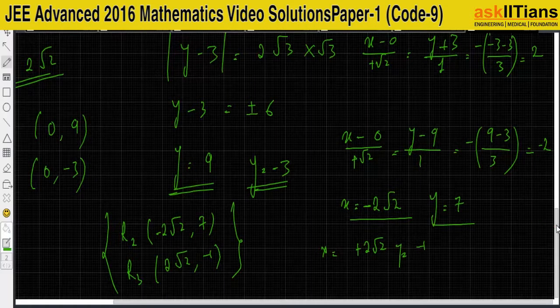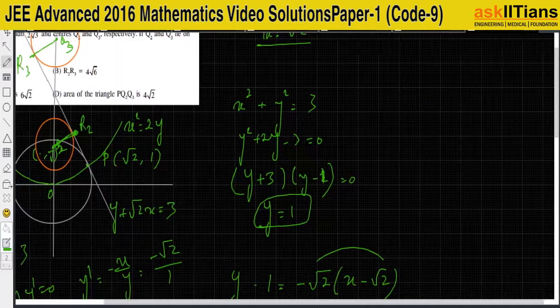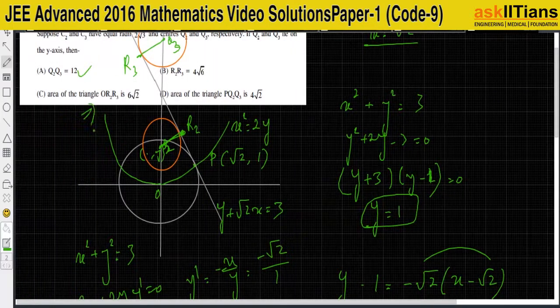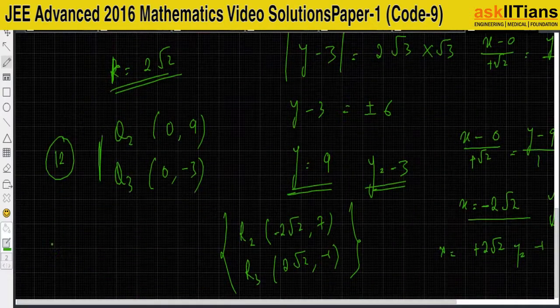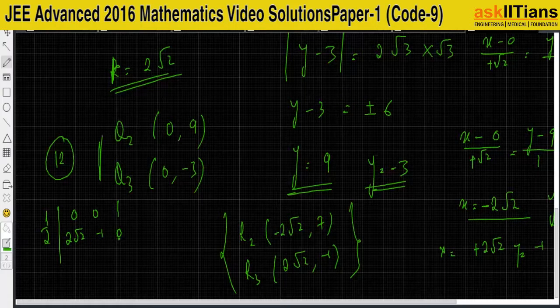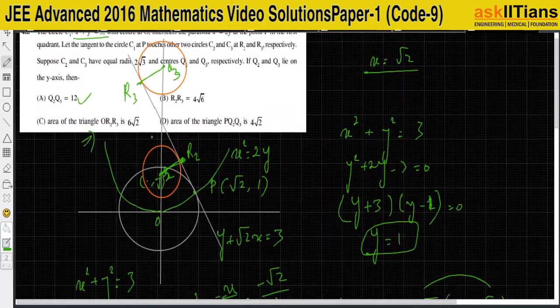So I got those 2 points also, R2 R3, and now we just need to find the area of triangle OR2R3. That we can find by using the determinant formula. We can write it like this: 0 0 1 for the origin, then 2 root 2, minus 1, 1, and here 2 root 2, 7, 1, and we need to simply find the value of this determinant. If I find the value of this determinant, it will come out to be 6 root 2. So this will be the correct answer.